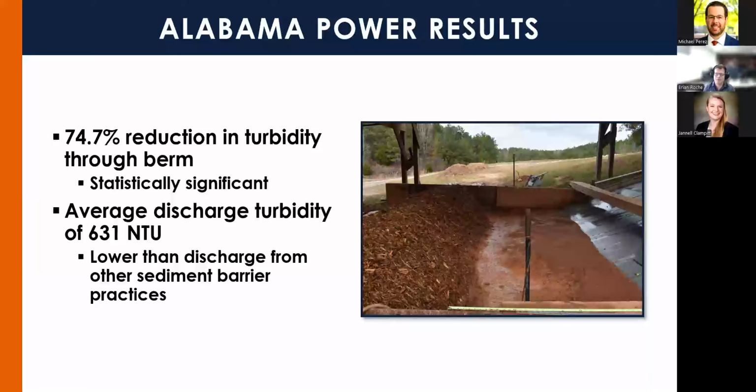Kind of big takeaway of this is that these slash mulch berms might be performing a little differently than the other set of barriers, such as silt fence and wattles, due to those wider flow paths through, because we are actually seeing reduction in turbidity and sediment capture within the berm. So we saw an average discharge turbidity of 631 NTUs, and that was lower than the discharge we saw in previous projects testing silt fence and wattles under Alabama conditions.